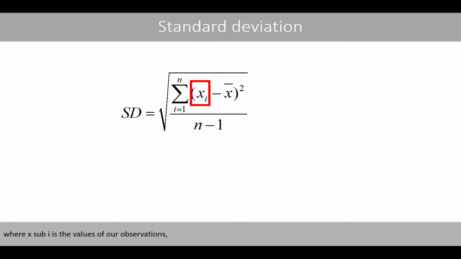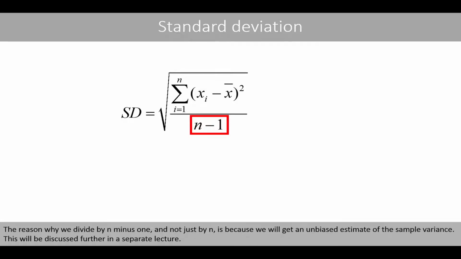where x sub i is the values of our observations, x bar is the mean of those observations, and n is our sample size. In other words, n represents the number of data points we have. The reason why we divide by n minus 1 and not just by n is because we will get an unbiased estimate of the sample variance. This will be discussed further in a separate lecture.